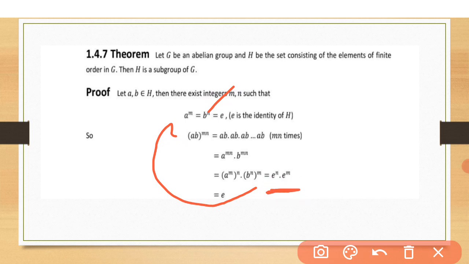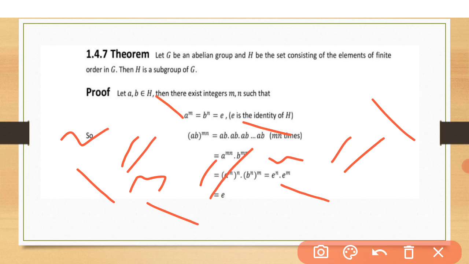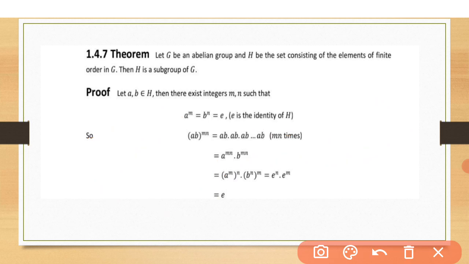So the identity element has its inverse as itself. That's why any power of the identity element gives us the identity element, whatever the order M or N is. For example, 1 raised to power 2 gives us 1, 1 raised to power 3 gives us 1, 1 raised to power 4 gives us 1. The identity, for any power, gives us the identity itself. I hope you understood.